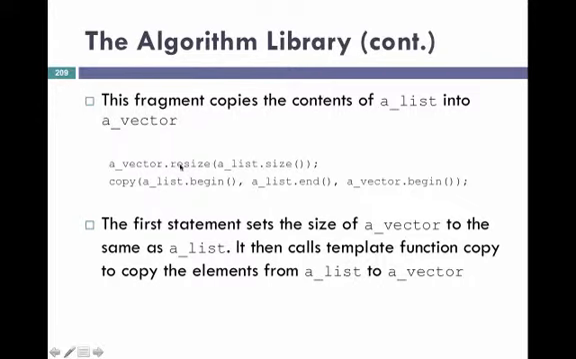So we call resize on the vector, and we pass it the size of the list. This makes the vector the same size as the list, and then we copy from the beginning to the end of the list, and we place it in, starting at vector begin, which is an iterator that points into the vector class where we will insert items. The first statement sets the size of the vector the same as the list, and then it calls a template function copy to copy the elements from the list to the vector.